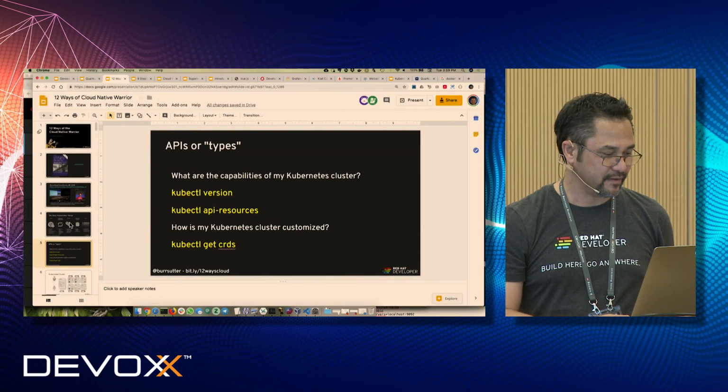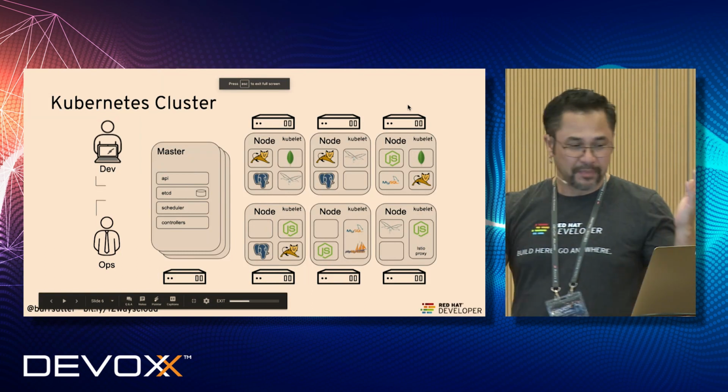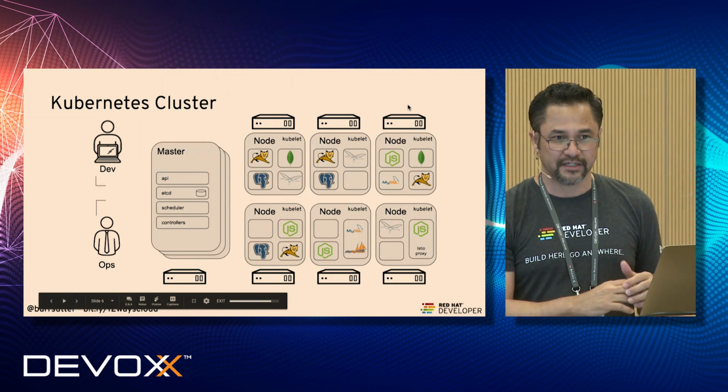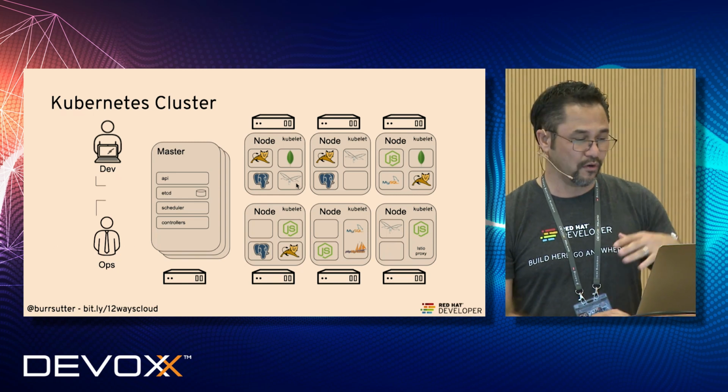Let's hop back over here and explain this concept real quick. This is, by default, the way you should think of a Kubernetes cluster. The cluster is simply a bunch of computers, bare metal hardware, or virtual machines.